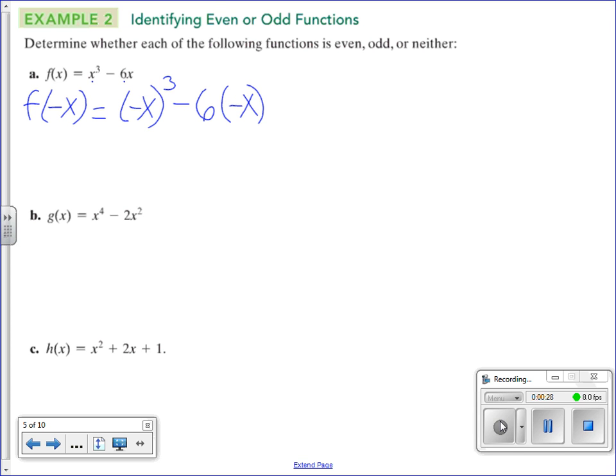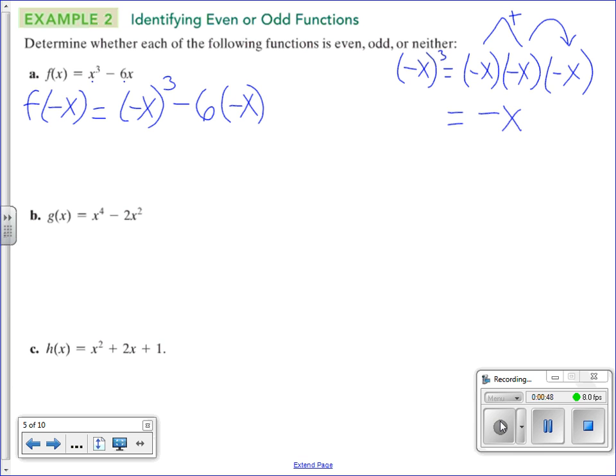Now we know that negative x to the third power is the same as multiplying negative x times negative x times negative x. And so from here to here, we will get a positive sign, but then a positive times a negative will give us negative, right? So we will have negative outside the parentheses, and then x to the third power. Here we will have negative times negative, that will give us positive, and 6 times x is 6x.